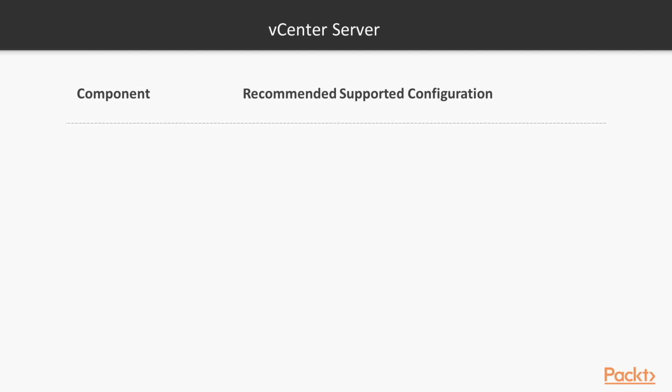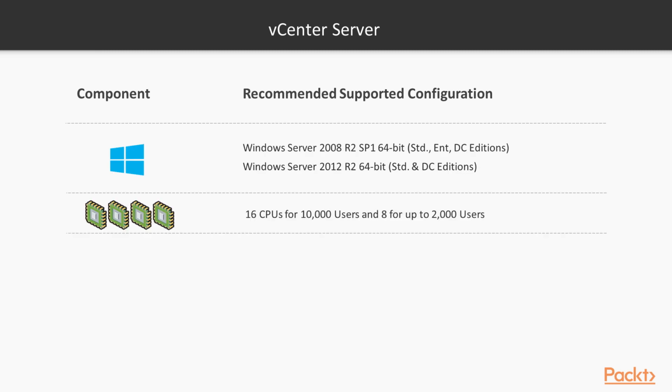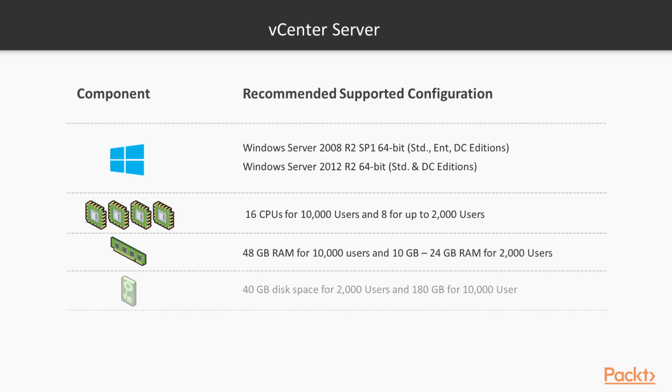The vCenter server needs to be built with the following configuration. It needs to be either Windows Server 2008, 2012 or 2016. We'll need 16 virtual CPUs, 48 gig of RAM, 40 gig of disk space, or 180 gig if you go to the full capacity. And these configurations will support a maximum of 20 concurrent vCenter provisioning operations and a maximum of 50 concurrent power operations. This is based on vCenter and View Composer being installed as separate machines.